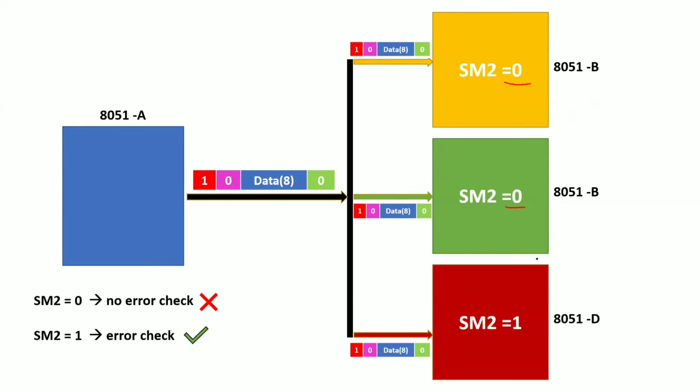So SM2 is equal to 0, SM2 is equal to 1. Now whatever device has SM2 equal to 0 won't check the errors. That means it will directly receive this data. Whenever SM2 is equal to 1, it will check the errors. So the error is based upon this bit. If the bit is 0, that means the data is invalid, which means it won't receive this data.